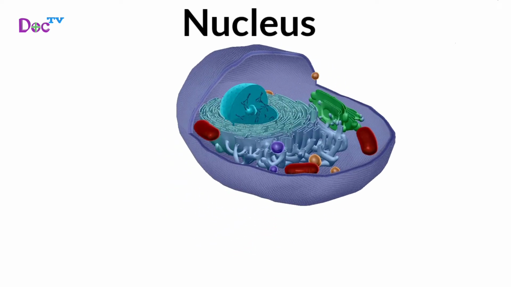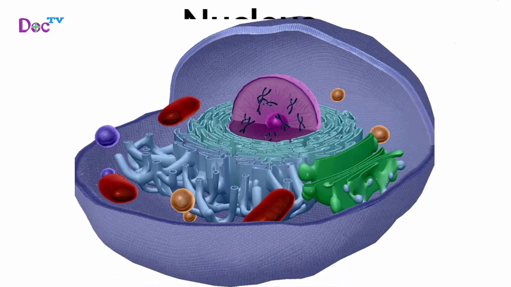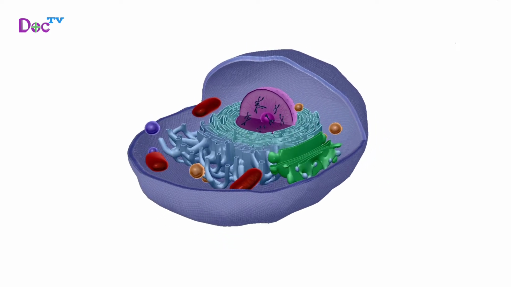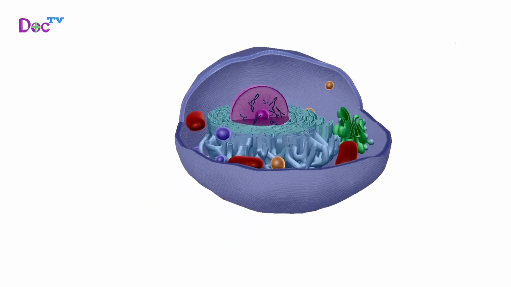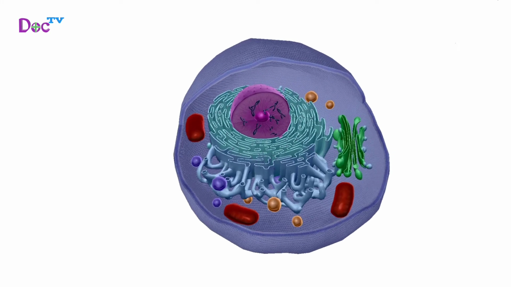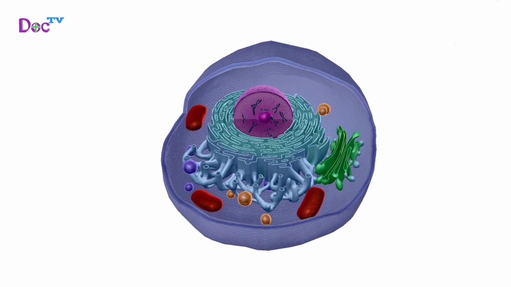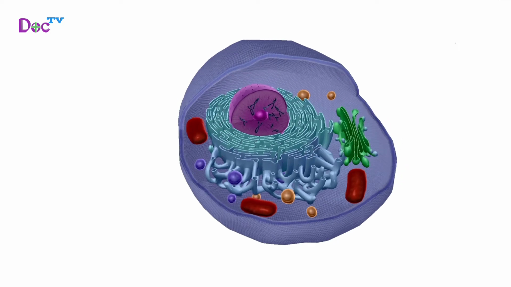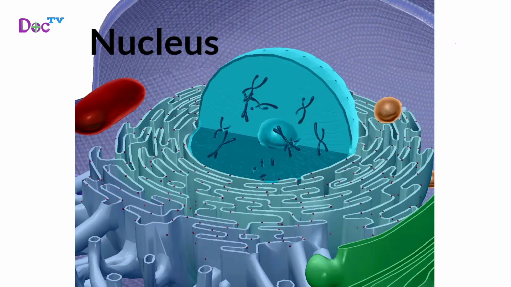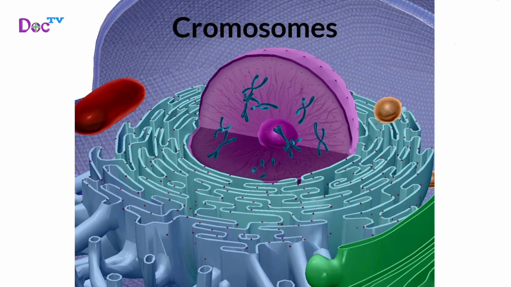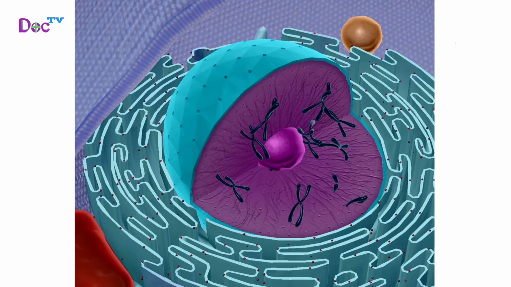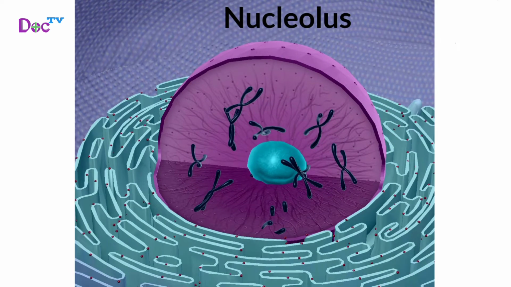Nucleus. The cell's nucleus contains its genetic information encoded in the molecules of DNA, which are arranged in bundles called chromosomes. The nucleus is separated from the cytosol by a membrane, the nuclear envelope. Inside the nucleus, a central body called the nucleolus produces ribosomes. Nucleus: DNA in chromosomes, nuclear envelope, nucleolus.